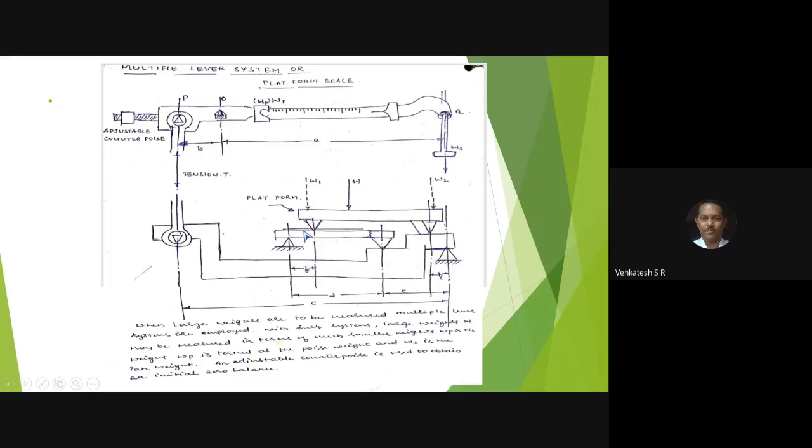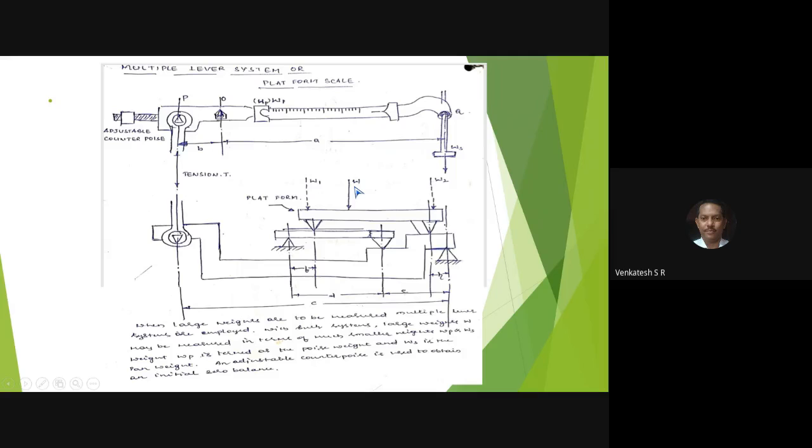Above these two, there will be a platform of size 1.75 feet by 2 feet. Imagine approximately 2 or 3 feet in length and 2 feet in width. So on the platform, all of you observe here. These are the parts present in the multiple lever system or platform scale, and the size of the platform is 2 by 3 feet. This is the platform. This is W1, W2, and this is the W.